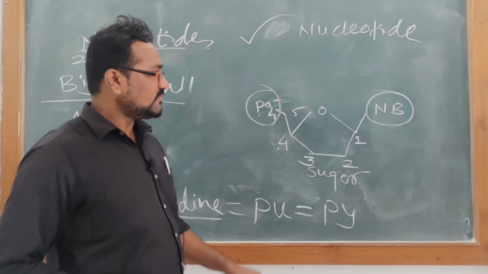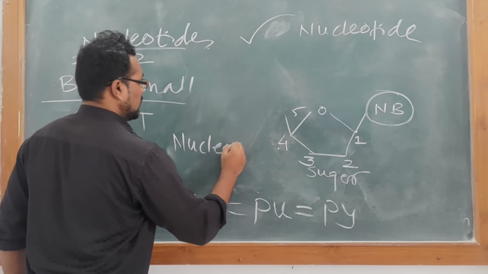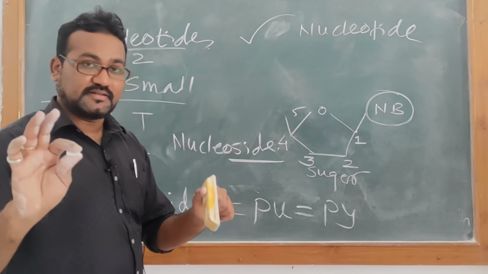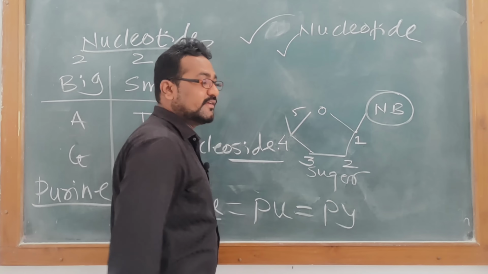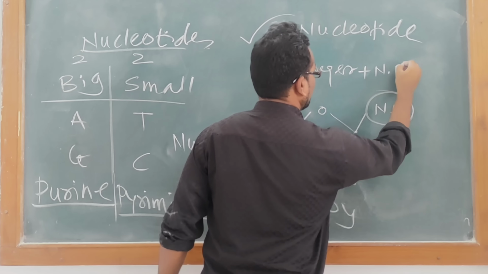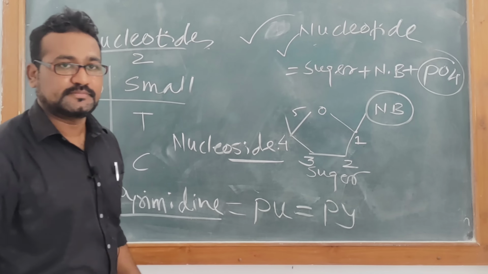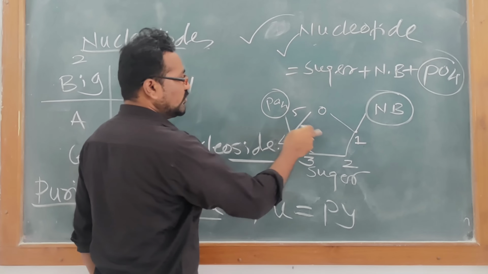If I remove the phosphate group from this, it is known as nucleoside. Try to understand the difference. We have said nucleotide contains sugar, nitrogen base plus phosphate group. This is nucleotide. If I have shown the phosphate group here, then you can say it is nucleotide.